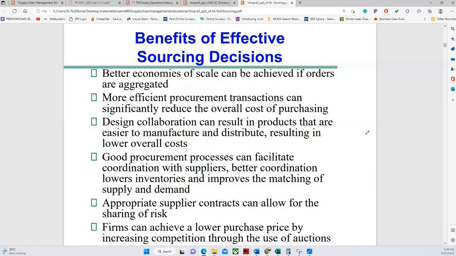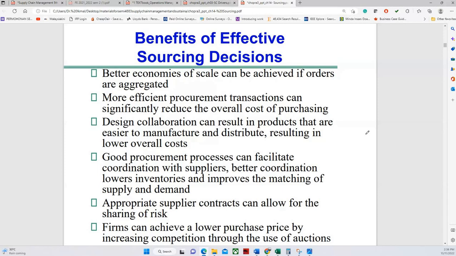So number one, better economy of scale can be achieved if orders are aggregated. If you aggregate your sourcing, you have a better economy of scale. It means that you are not depending on only one sourcing, or maybe you are not depending on a wholly owned process. So you get a better economy of scale. You give a project to other people, so other businesses can grow. So you give some of the economy of scale.